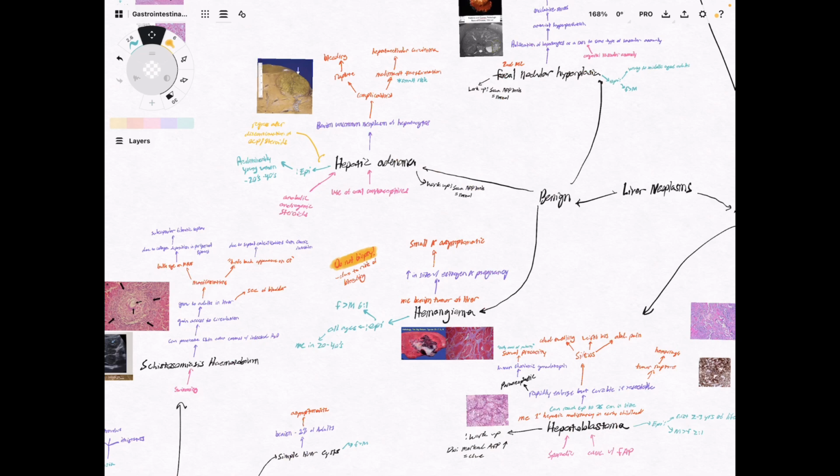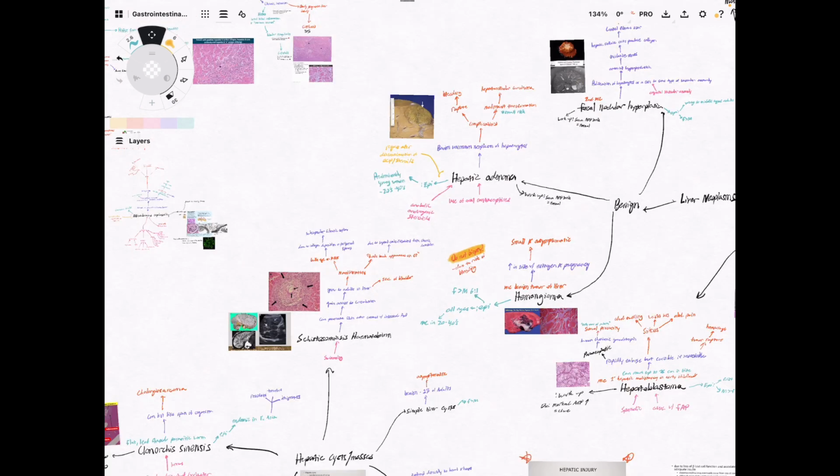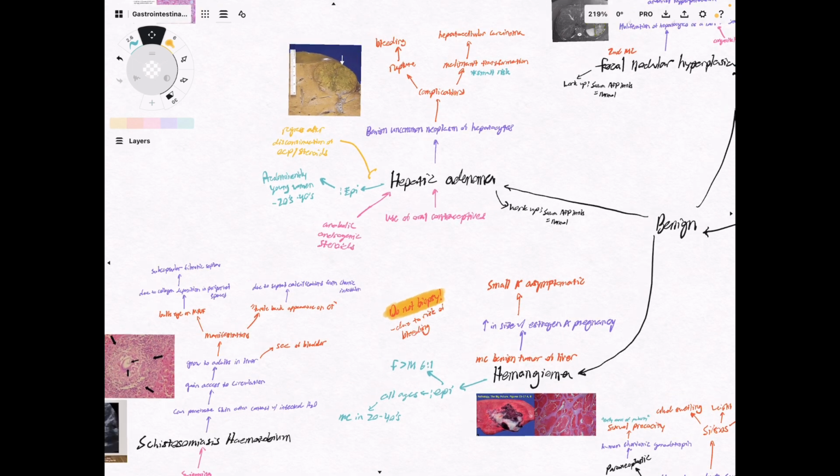So, hepatic adenoma. The third benign tumor of the liver I want to discuss is hemangioma. Now, this is the most common benign tumor of the liver, and just like its name, it is associated with a bunch of little blood vessels. So, warning, do not biopsy due to risk of bleeding. This one increases in size with estrogen and pregnancy, so also associated with women, but for a different reason. Remember, hepatic adenoma was associated with women because of the use of oral contraceptives. This one's associated with women much more because of its link to size with estrogen and pregnancy. These are also very small and asymptomatic, so just remember, do not biopsy. It's most common in ages 20 to 40, when women are more prone to increasing estrogen.